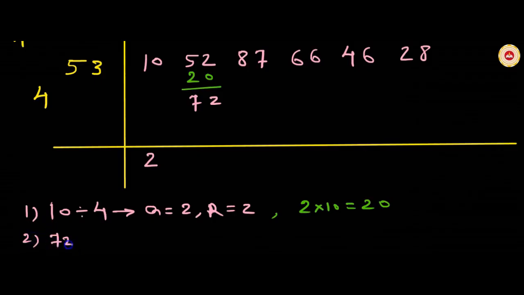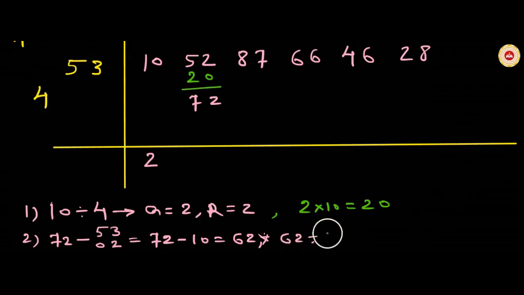So let us calculate the net dividend from this gross dividend 72. 72 minus what to subtract? The cross product of the two flag digits and the last quotient digits, which is equal to 72 minus 5 2s are 10, which is equal to 62. Now divide this 62. Okay, let us write it separately. 62 divided by the divisor 4.